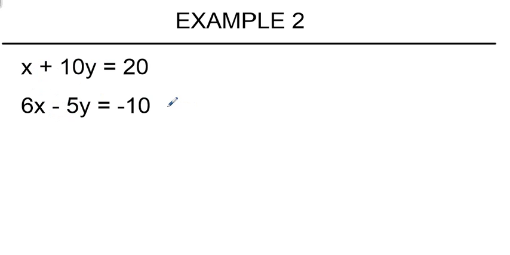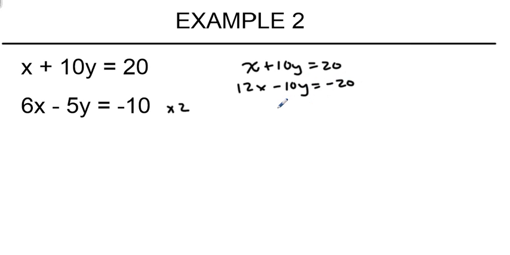So I'm going to multiply here by 2. And so I'm going to rewrite it again, x plus 10y equals 20. And now I've multiplied this by 2, so I get 12x minus 10y equals negative 20. And so I go to add now. Remember, I'm going to add the two. And so this gives me 13x, the y terms cancel out, equals 0.